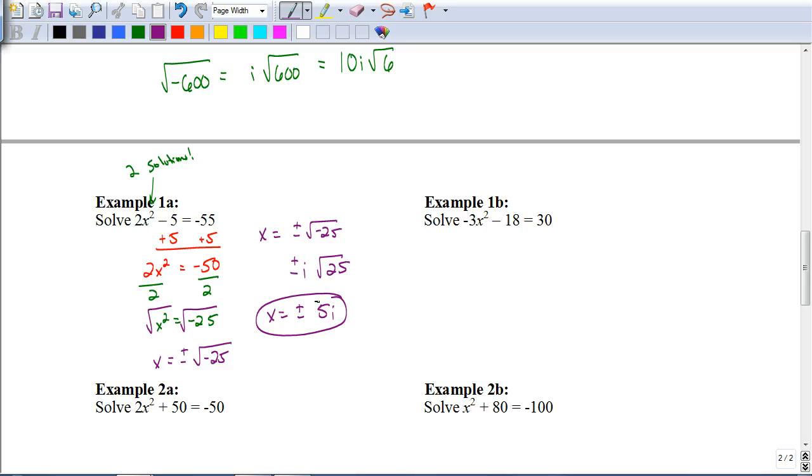Now try the next one on your own: negative 3x squared minus 18 equals 30. I want you to pause the video and hit play when you're ready to check your answer.